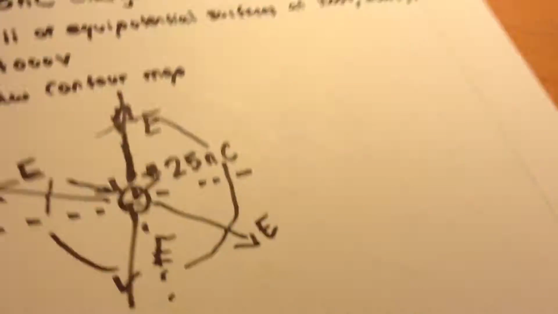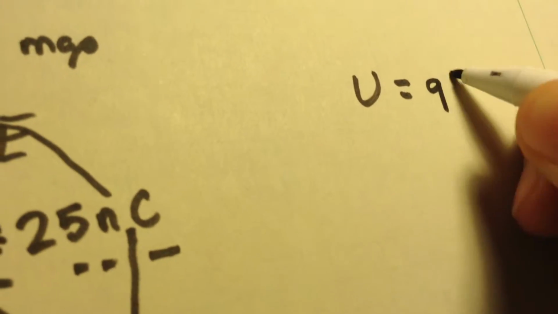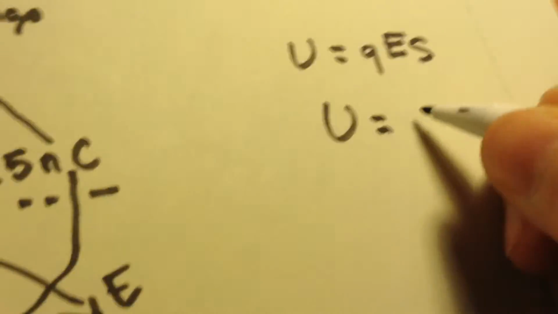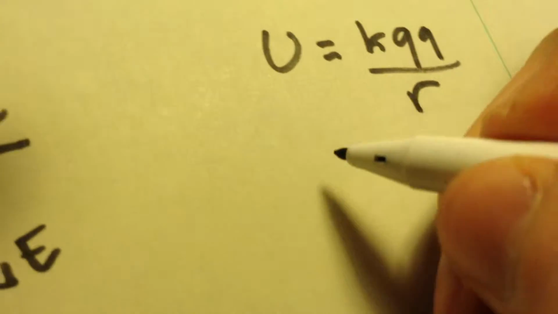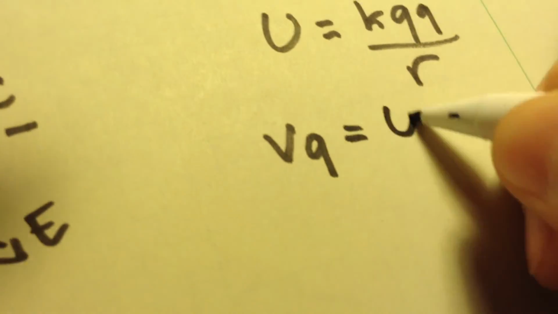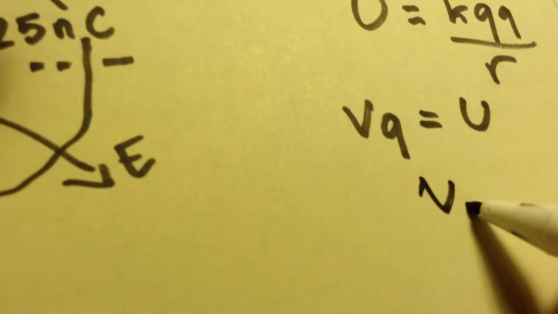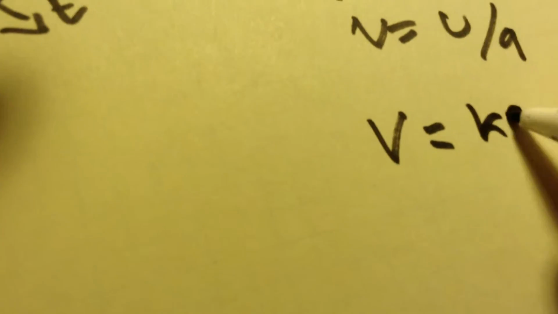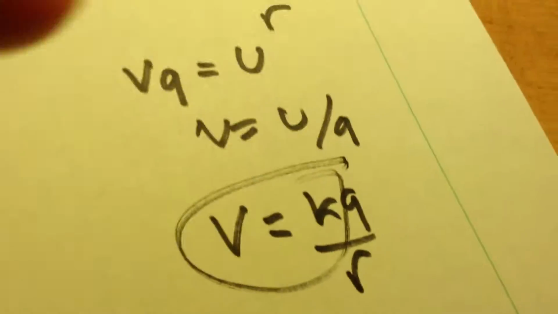Now let's start with our calculations. We know that U is equal to QES, S being a distance, and we can also write that as E is equal to KQ over R squared. Now, voltage times charge is equal to electrical potential, and so we can rewrite this as V is equal to U over Q, and therefore V is equal to KQ over R. And this is the equation we're going to be using for this problem.